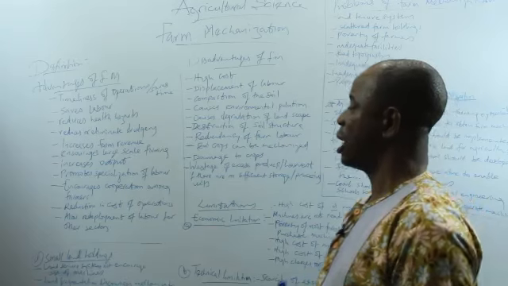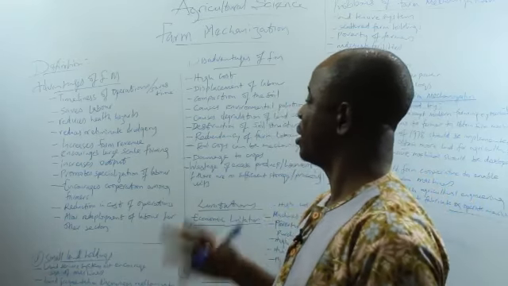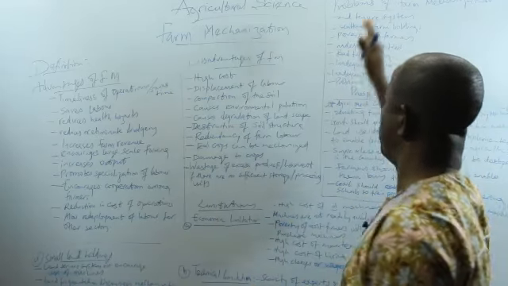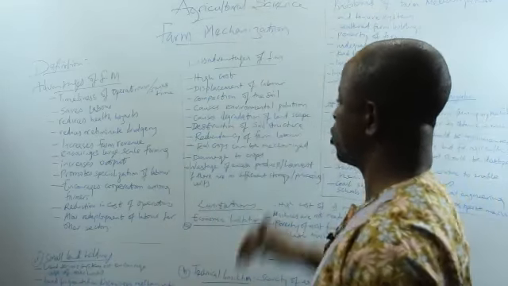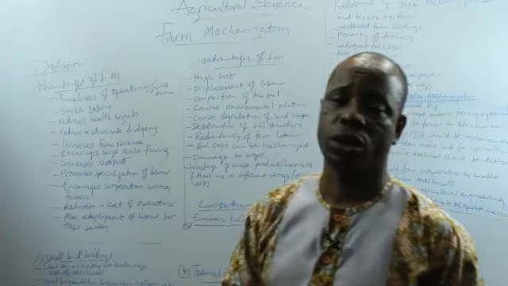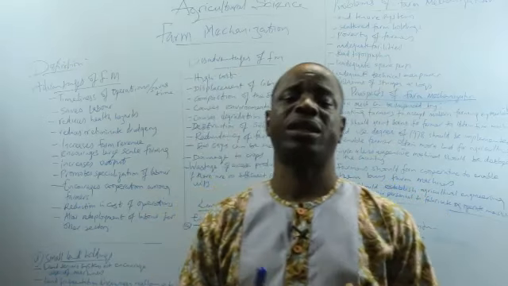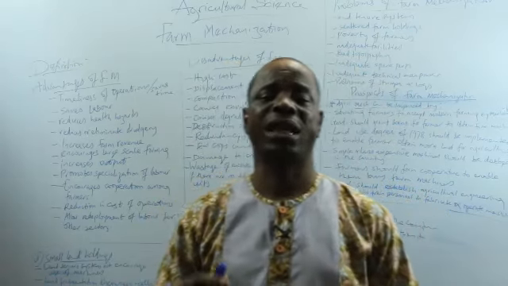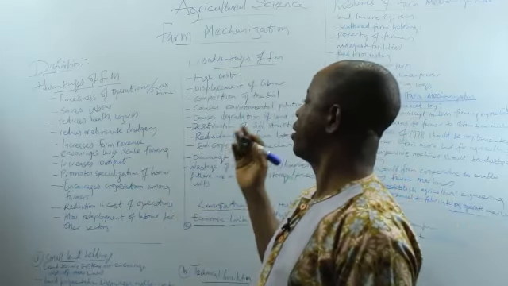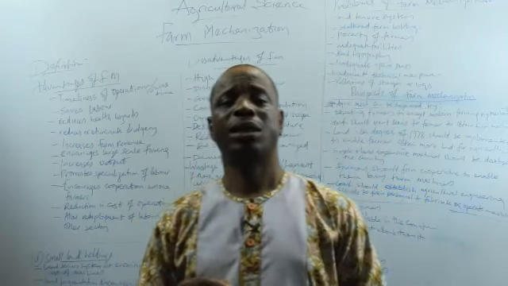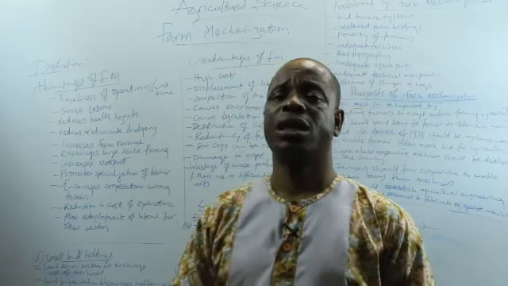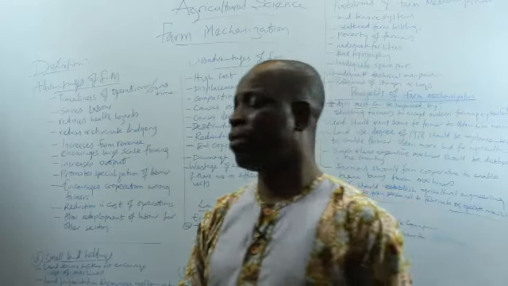Now, we are going to consider farm mechanization under the advantages, disadvantages, limitations, or problems of farm mechanization, as well as the prospects. Now, you should understand this. When we talk about the advantages of farm mechanization, we mean that if the machines are used on the farm, what are the benefits that the farmers stand to gain from the use of the machines? And when we talk about disadvantages, what are the disadvantages that could be attributed to the machines on the farm?